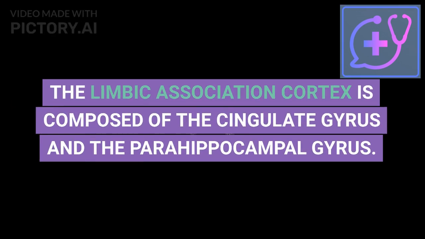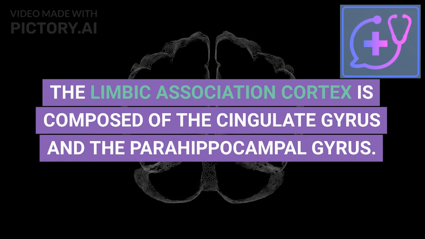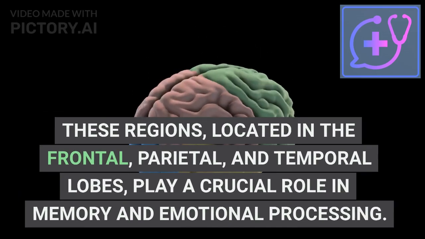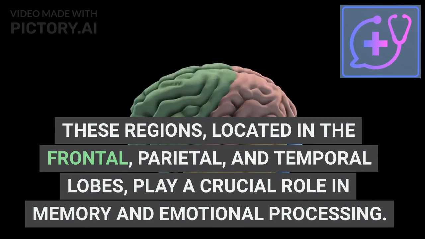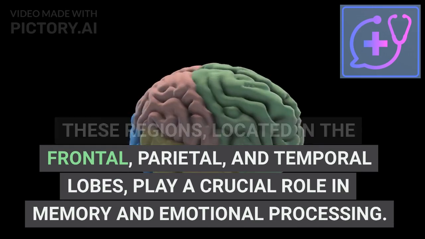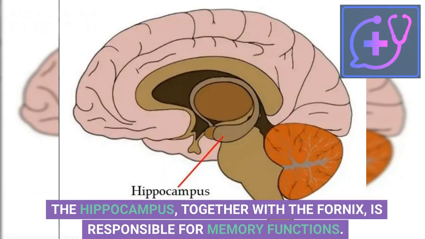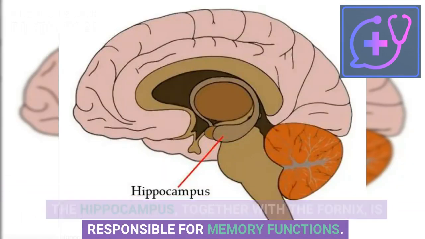The limbic association cortex is composed of the cingulate gyrus and the parahippocampal gyrus. These regions, located in the frontal, parietal, and temporal lobes, play a crucial role in memory and emotional processing. The hippocampus, together with the fornix, is responsible for memory functions.